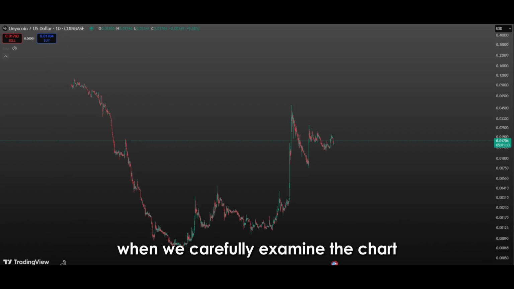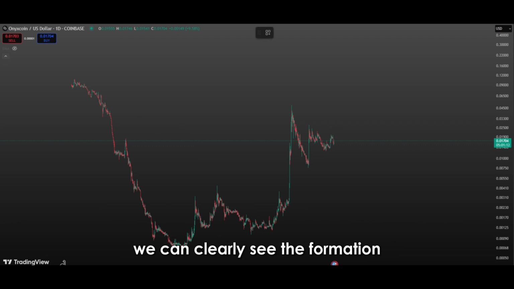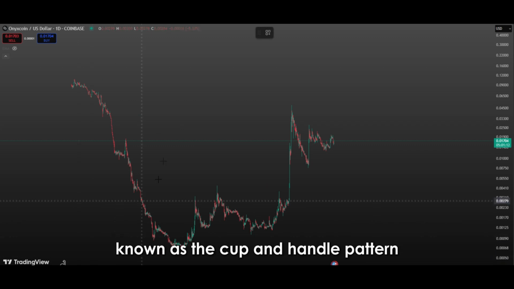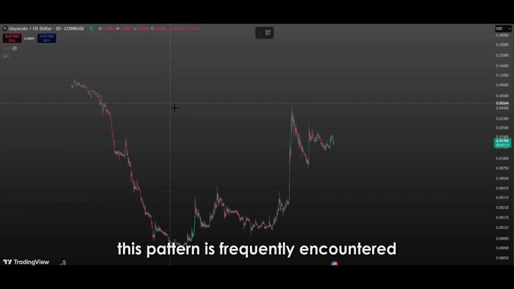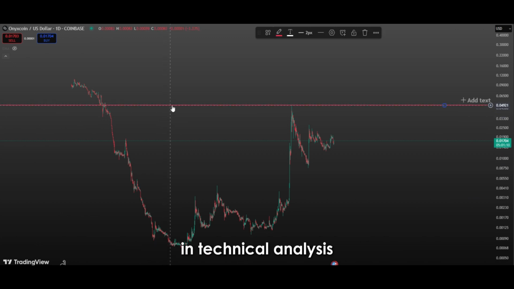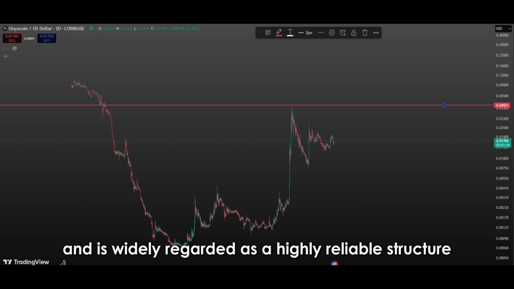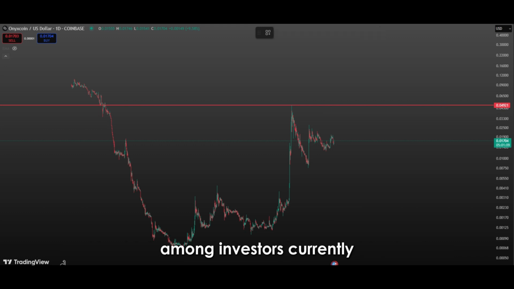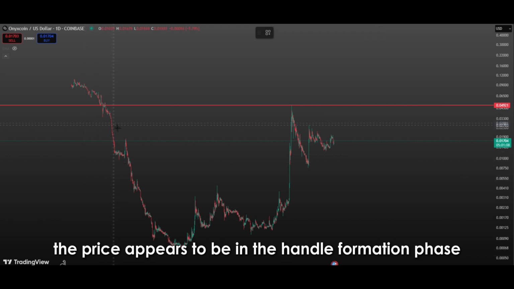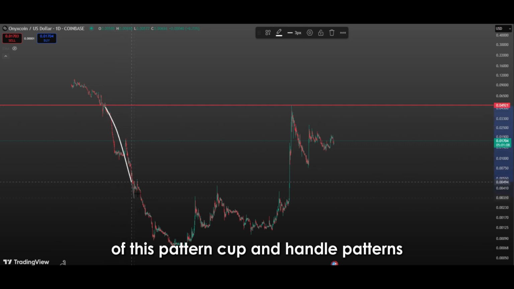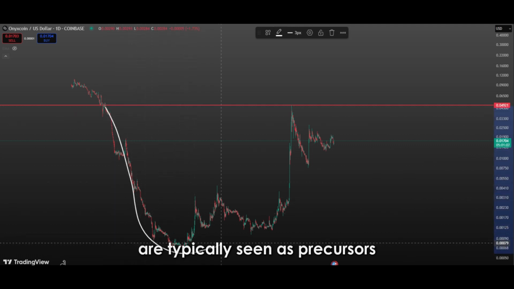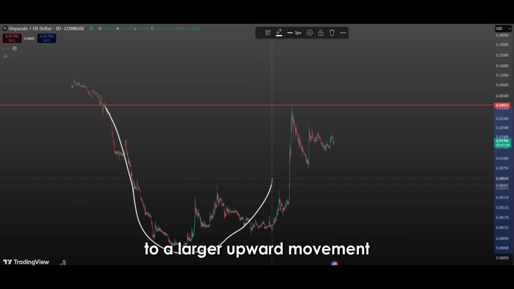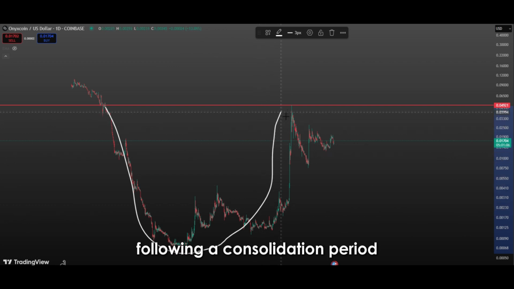When we carefully examine the chart, we can clearly see the formation of a technical structure known as the cup and handle pattern. This pattern is frequently encountered in technical analysis and is widely regarded as a highly reliable structure among investors. Currently, the price appears to be in the handle formation phase of this pattern. Cup and handle patterns are typically seen as precursors to a larger upward movement following a consolidation period.